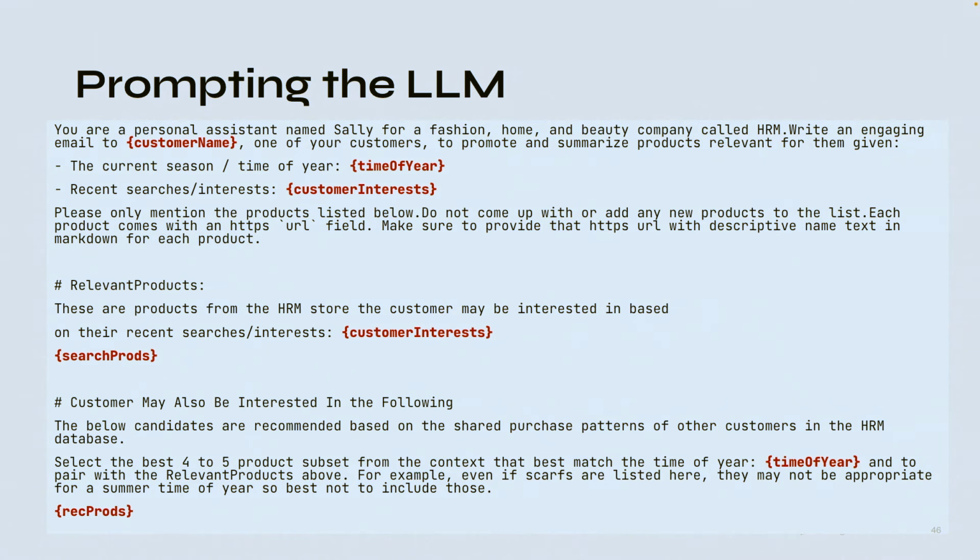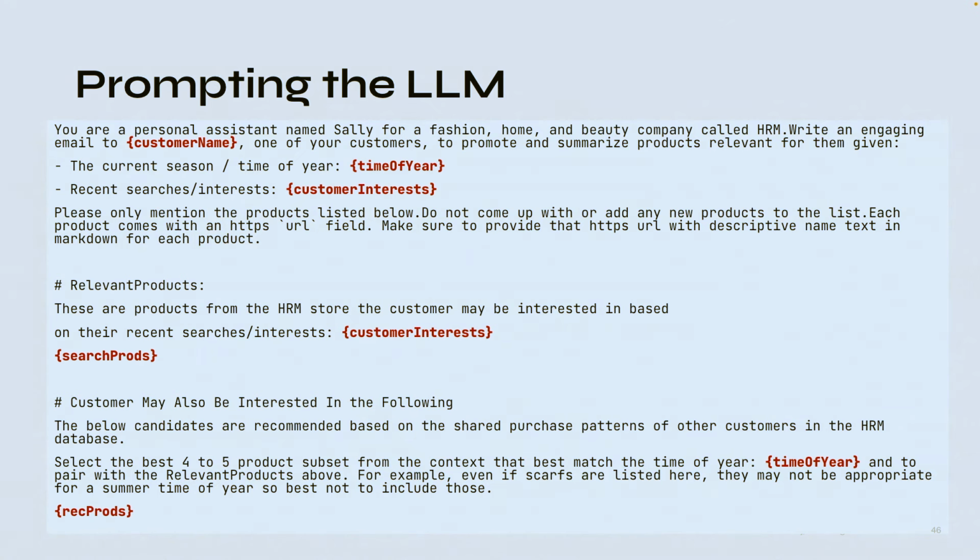So there's going to be what we're calling search products and recommendation products. Search products is going to be based on a vector search combined with a graph traversal, so that will give us something that matches the customer interest. The recommendation products are going to leverage our graph embeddings to give us additional recommendations that we can add to that. So there's going to be sort of two lists that it gets.